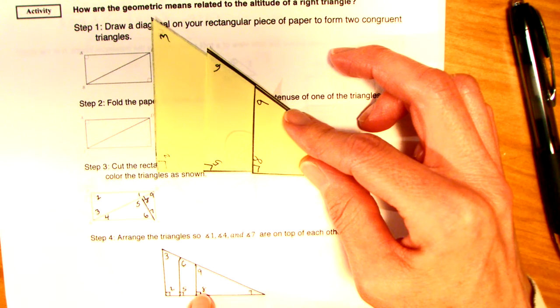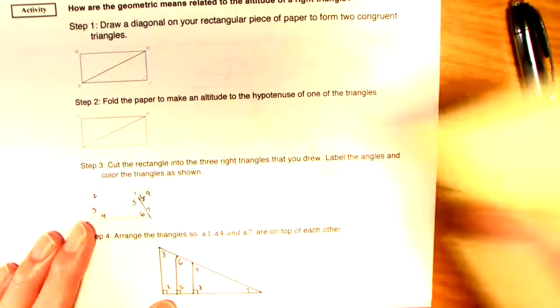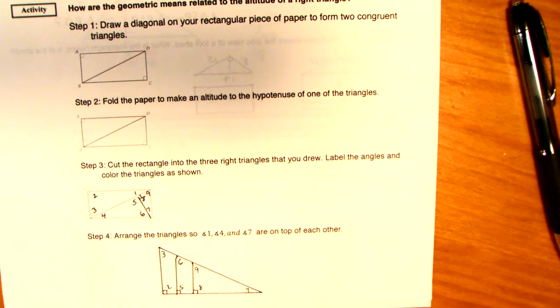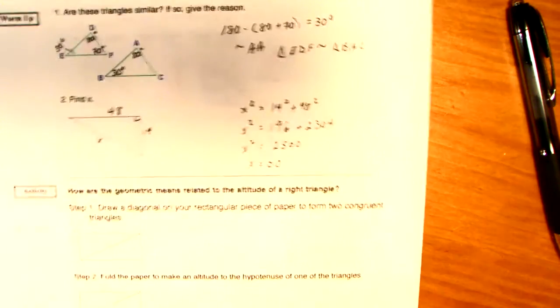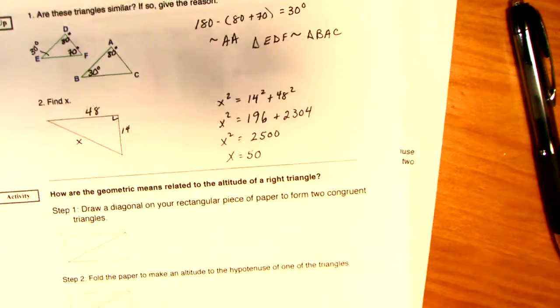They all share this angle, and then I have a right angle. So that means you will be able to make ratios of sides. Okay, so we'll do that in class.